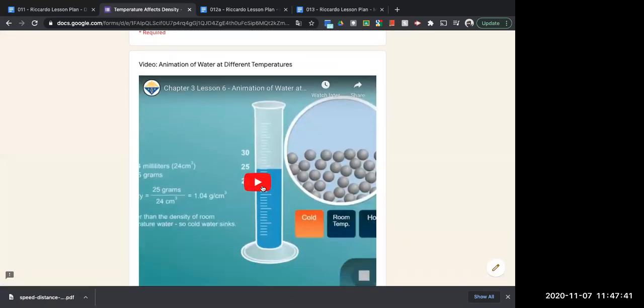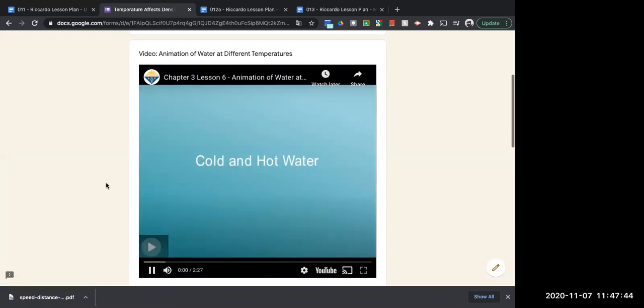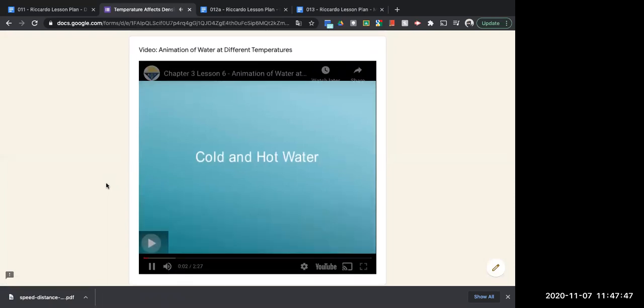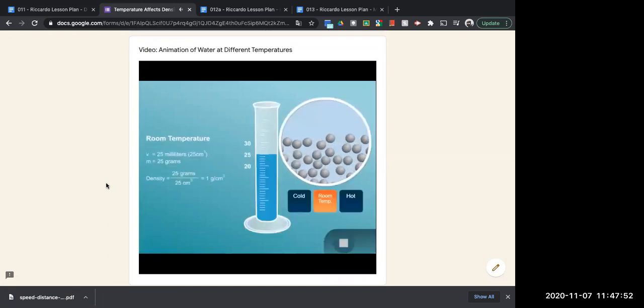Water at different temperatures. Let's look at an animation of cold water, room temperature water, and hot water and compare them at a molecular level. Right now, we're looking at room temperature water. This sample is 25 grams of room temperature water, and as the graduated cylinder shows, it takes up 25 cubic centimeters of space. Therefore, the density, mass divided by volume, is 25 grams divided by 25 cubic centimeters, and the density of this room temperature water is 1 gram per cubic centimeter.